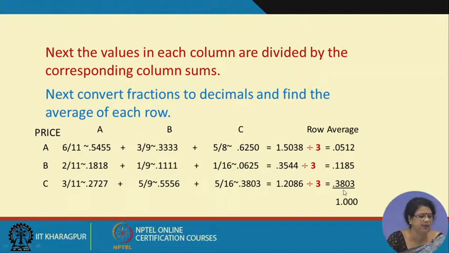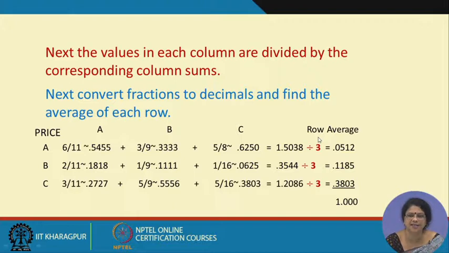Once we get the row average, you see the sum of row values comes as 1, and from the individual values it is very much clear with respect to property price. You see C is preferable. With respect to property price, B is preferred over A. That is one kind of preference we are getting with respect to one of the criteria.